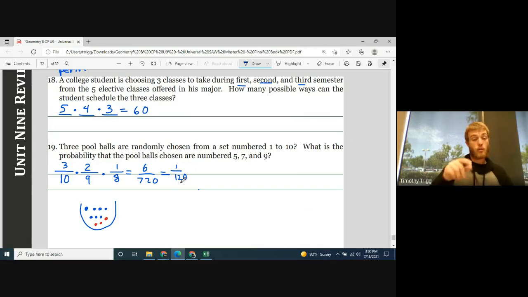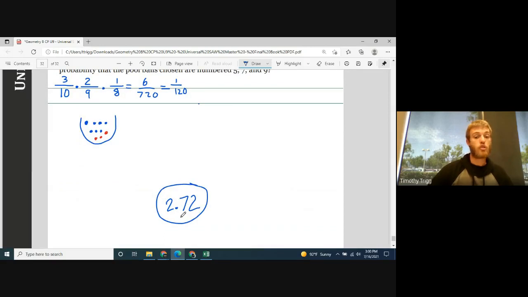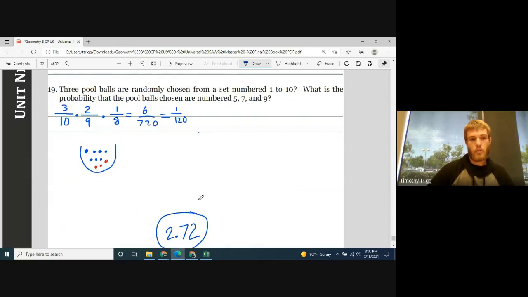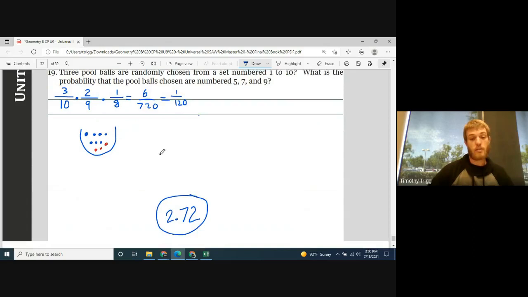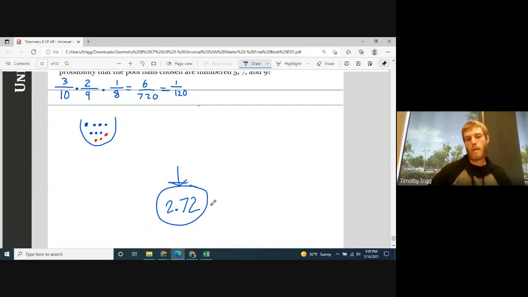Now, I also want to point out there's a question just like this on the test. When you get to that question, I'll let you know none of the answer choices are correct because they don't do it this way. So since none of those answer choices are correct, I'm just going to give you the correct answer choice, and it will be the one that says 2.72. So when you get to this question with the pool balls on the test, just know that this is the correct answer.